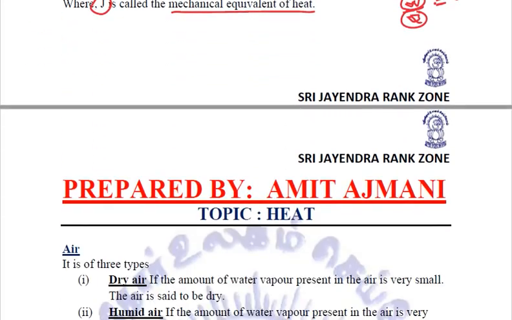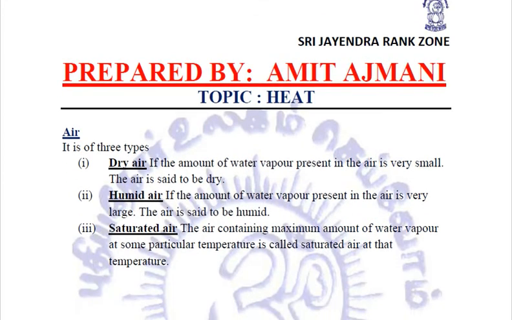Just a very small topic at the end of the chapter is air. Air, we all know it's a mixture of gases. Now this air is of three types. First is dry air, second is humid air, and third is saturated air. What are these? Let us try to understand one by one.